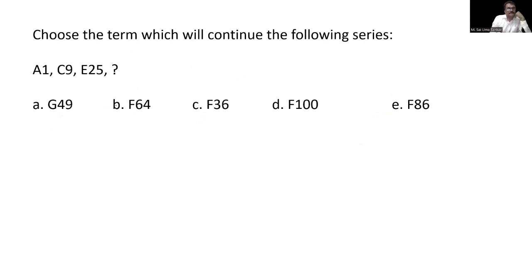Next, another simple one. A is the first letter, C is the third letter, E is the fifth letter. 1 plus 2, 3, 3 plus 2, 5, 5 plus 2 is equal to 7. What is the seventh letter? That is equal to G. So all options are cancelled.